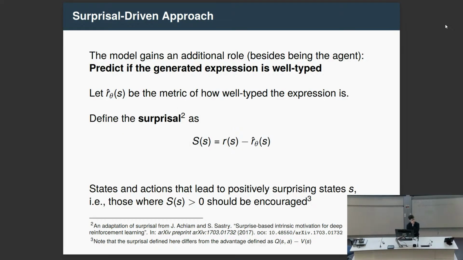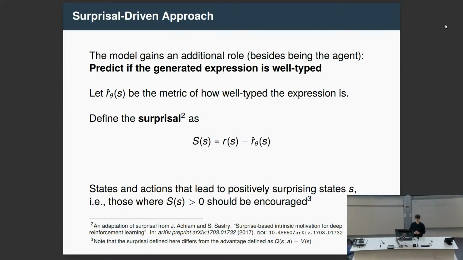So we were driven to not only use extrinsic rewards, those given by the environment, but to use some sort of intrinsic approach, where the agent would be driven by rewards given intrinsically. In this setup, the model gains an additional role besides being the agent: it predicts whether what it generated is going to be well typed. To do this, we introduce a real metric of how well typed the expression is, and the model tries to predict this metric.